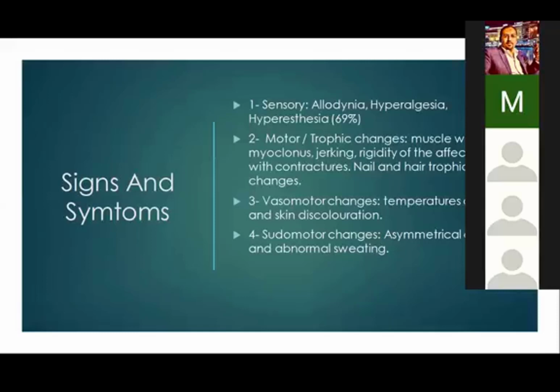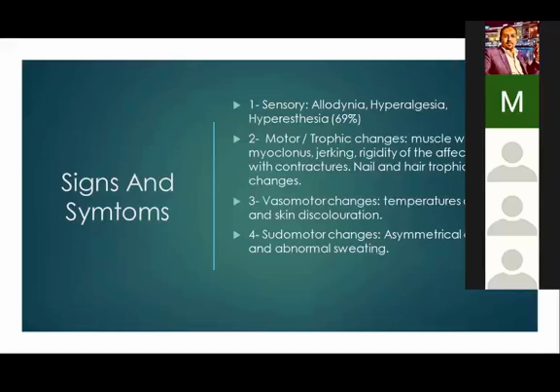Motor trophic changes in the form of muscle wasting in the area, because the patient doesn't use the area so much because of the pain. Myoclonus, jerking, rigidity of the affected limb with contractures, nail and hair trophic changes. And you can see this in either the upper or lower limb.